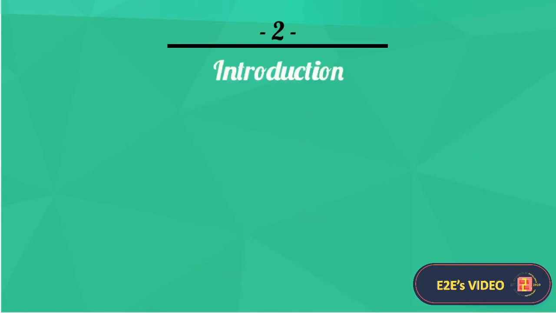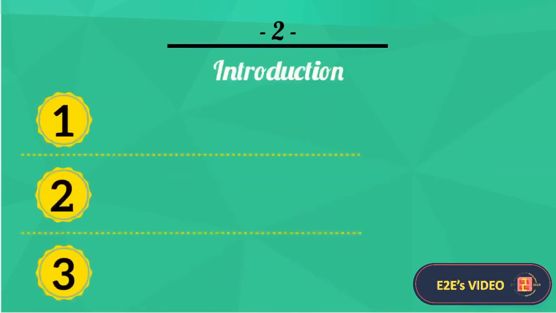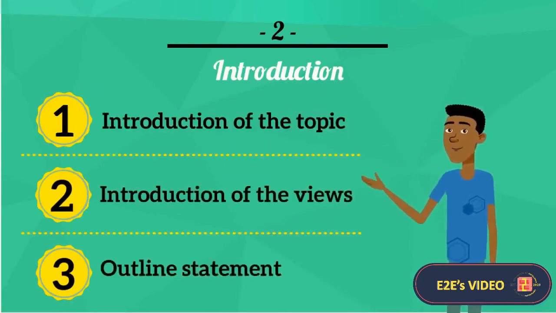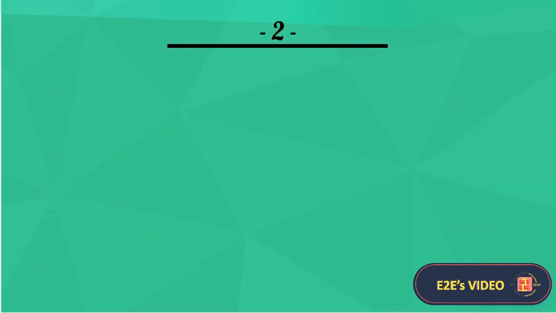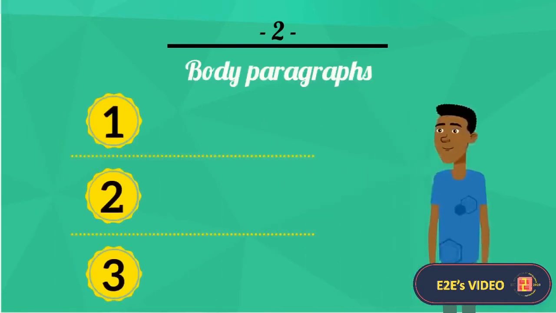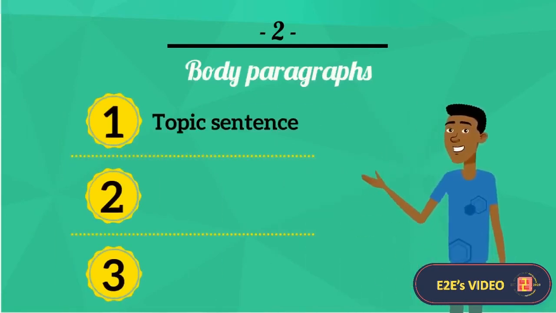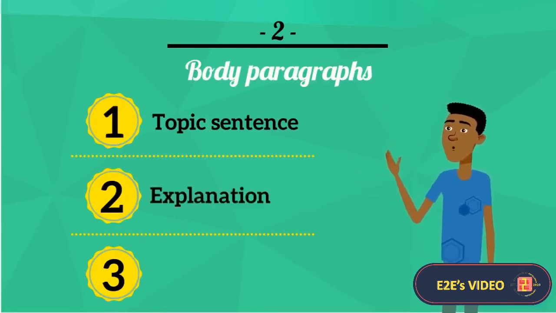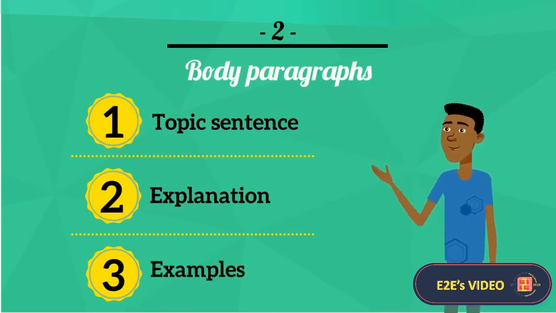The introduction often consists of 3 parts: introduction of the topic, introduction of the views, and outline statement to signal the readers what is going to be written below. The first 2 body paragraphs often follow this formula: topic sentence to clarify which view is being discussed, explanation why the view is held by certain groups, and examples.